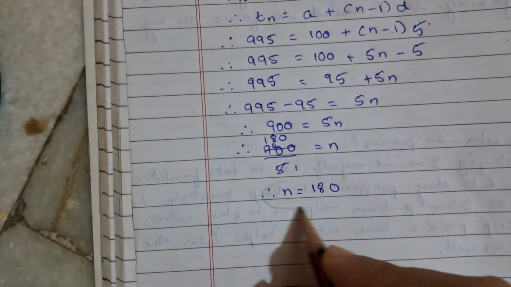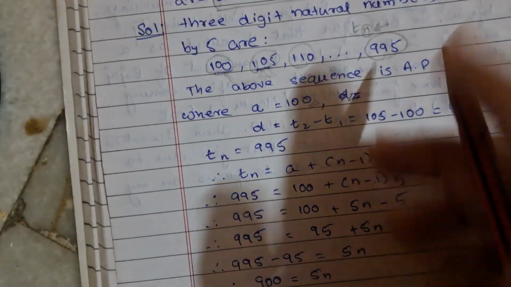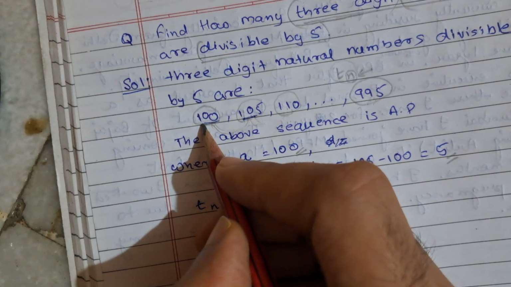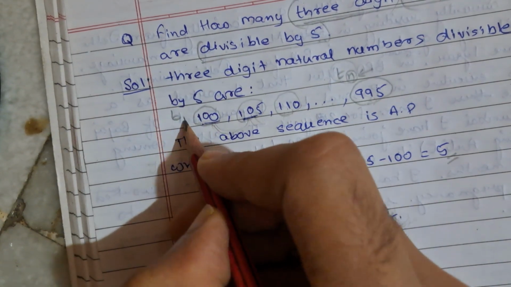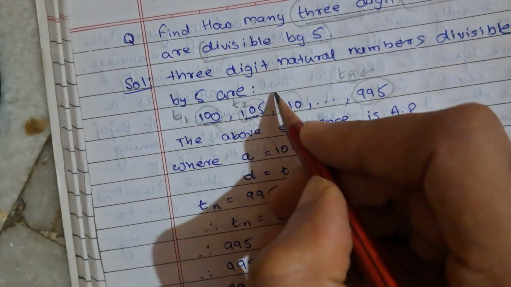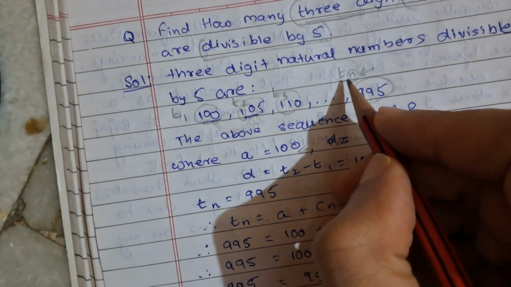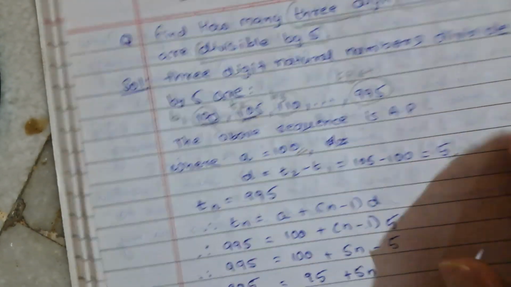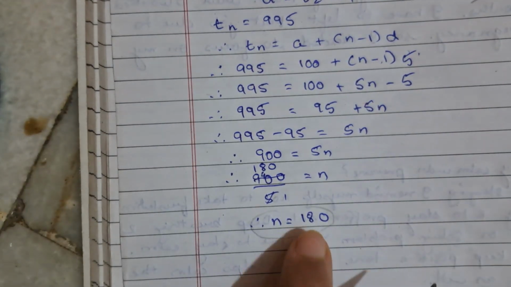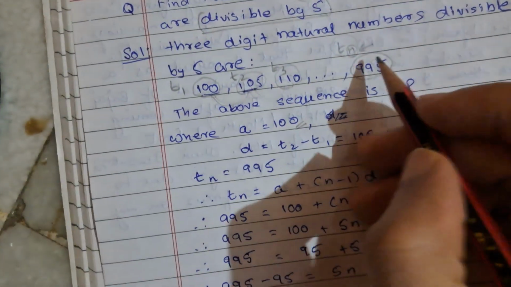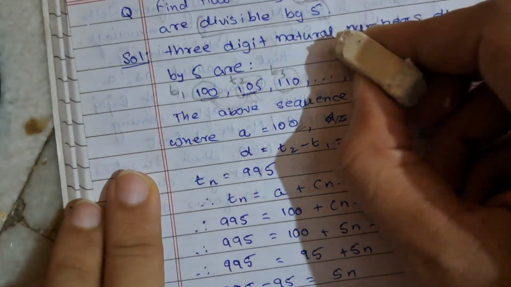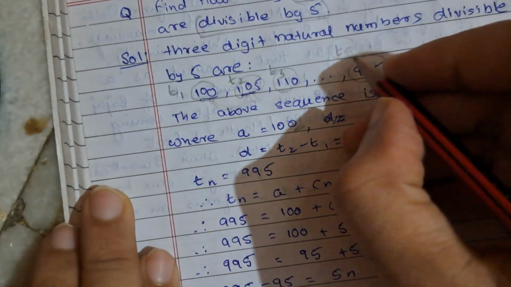N is 180. That means in this list, the first term, this one was T1, the next one was T2, the third one was T3, and so on. The last one I didn't know, so I termed it as Tn. Now this n is nothing else but 180. That means this n is no more an unknown number. This is 180 now.